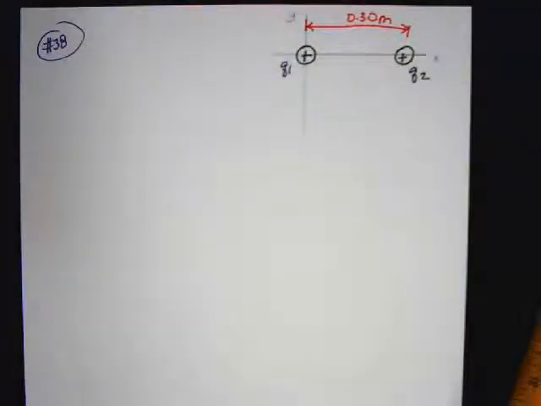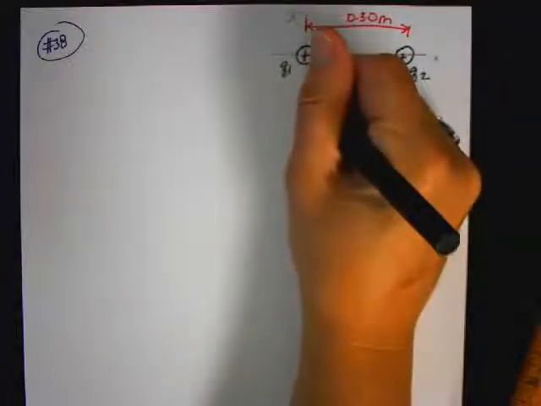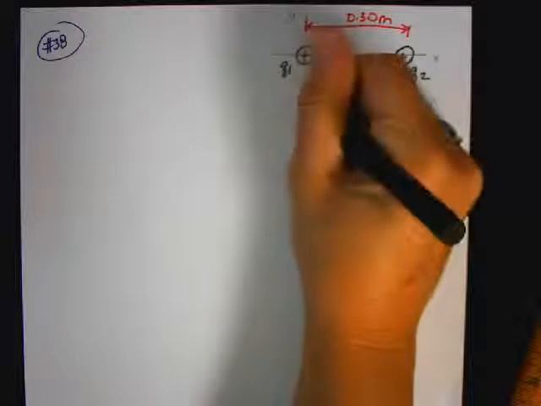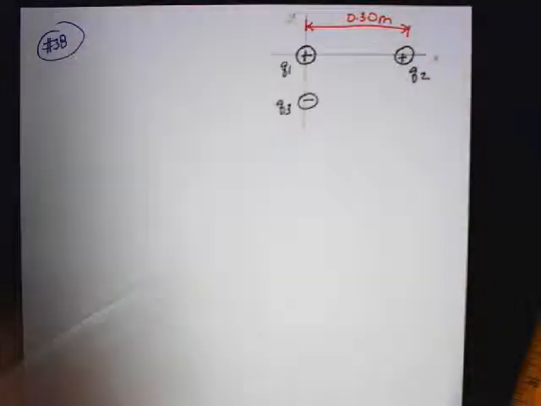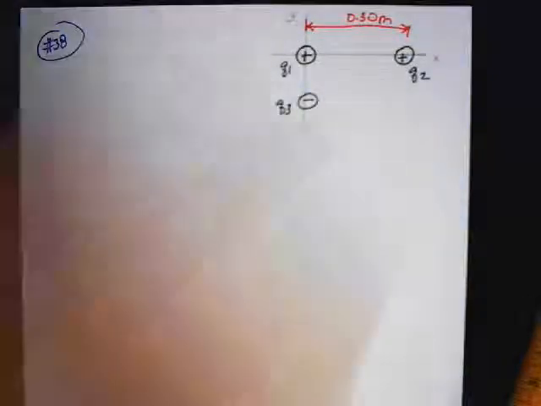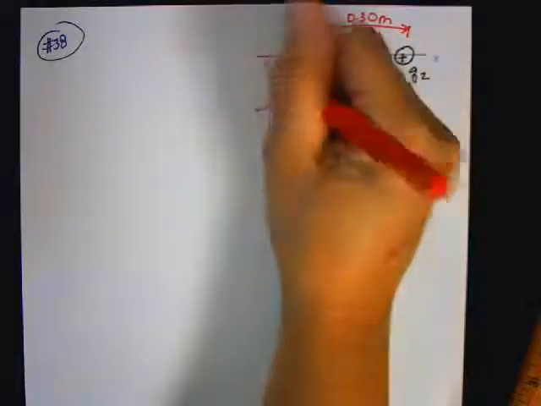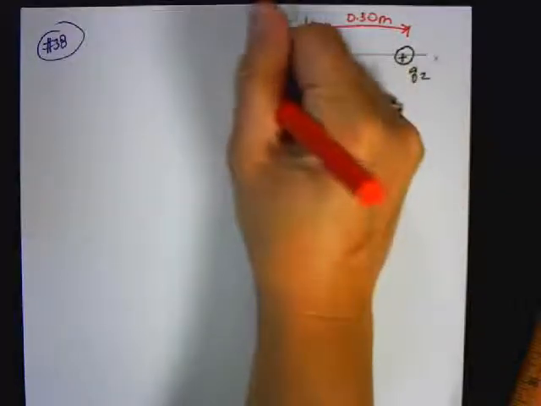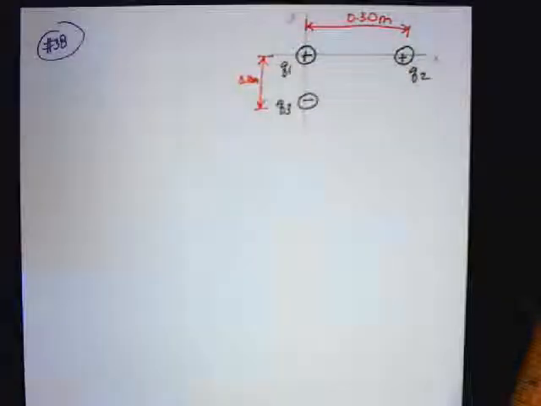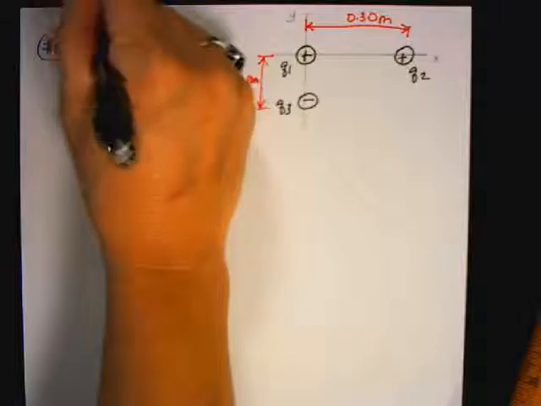And then I'm going to draw my third charge, which is down here. This charge is negative, and I'm going to call this one Q3. And then I also see that the distance between these two charges is 0.1 meters. Then I'm going to write everything in my given.